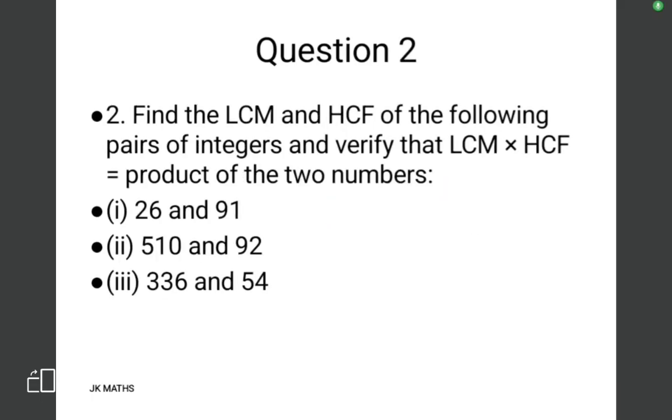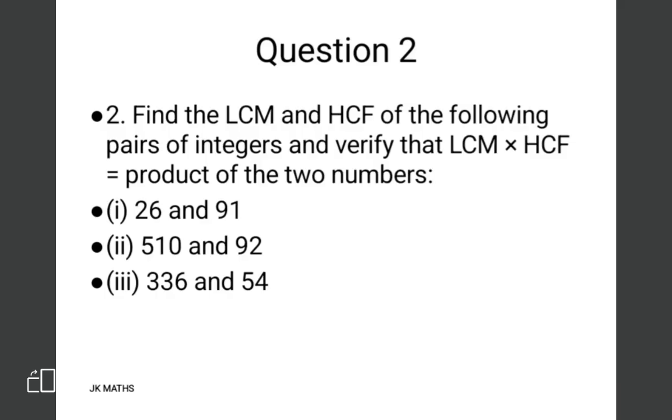This is the second sum in the first exercise of real numbers. So let's see. Find the LCM and HCF of following pairs of integers and verify that LCM into HCF is equal to product of two numbers. So here we should find the LCM and HCF of two numbers. Here they are given two numbers. First subdivision 26 and 91. So two numbers. We should find LCM and HCF of the numbers, and we should check whether LCM into HCF is equal to product of two numbers.